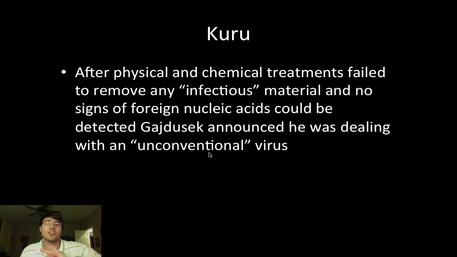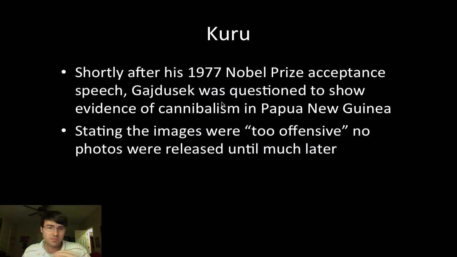So after physically and then chemically treating, trying to remove any of the infectious agents, and finding no signs of foreign nucleic acids, which again does kind of point to the idea of it being a prion disease, he announced that he was dealing with an unconventional virus, that the CDC had found something new that they needed to stop immediately. And so in 1977, he won a Nobel Prize for a virus that he had never found or even followed through with Koch's postulates. But because I think just the severity of the cases and how out there they really were, he won a Nobel Prize for that, which is kind of weird.